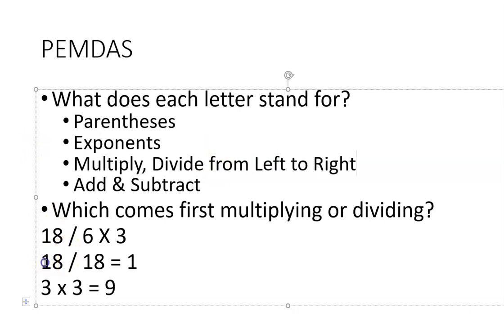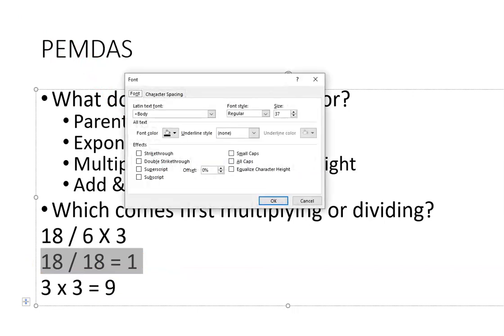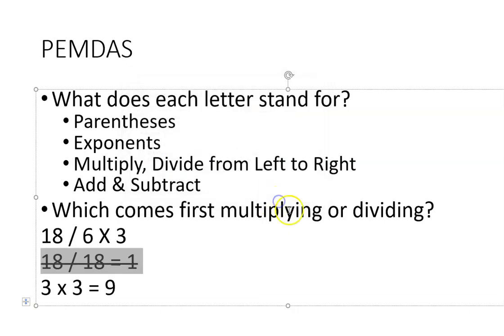So from left to right, this is wrong. It is not correct. From left to right, 18 divided by 6 is 3, 3 times 3 is 9. This is the correct answer. Ding, ding, ding, winner right here. This is wrong. Left to right.